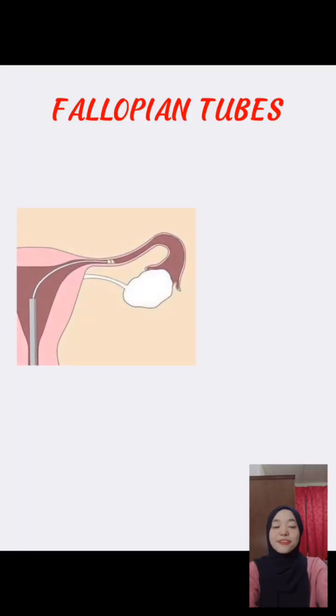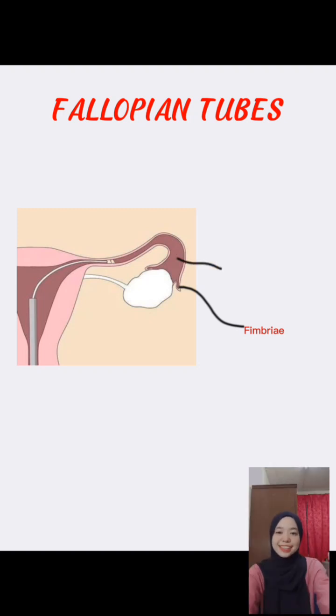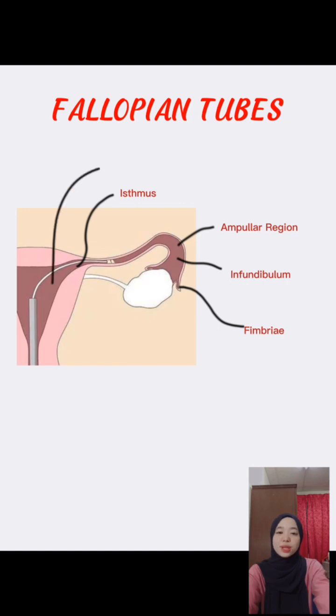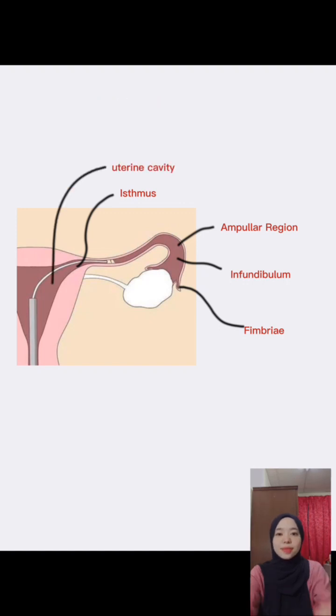Fallopian tube. The first part is the fimbriae, which are the finger-like projections that surround the ovary and guide the secondary oocyte into the fallopian tube. Next is the infundibulum and then the ampulla region, which is where fertilization typically happens between the secondary oocyte and the sperm. This is the magical spot where they meet. It curves around the ovary, and finally the isthmus region opens to the uterine cavity.